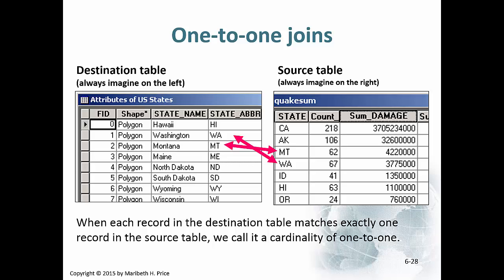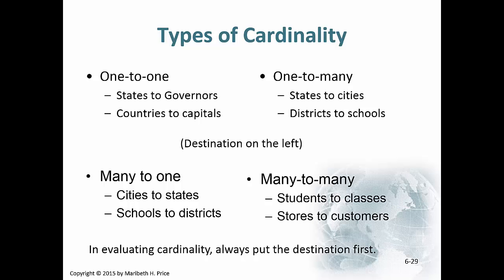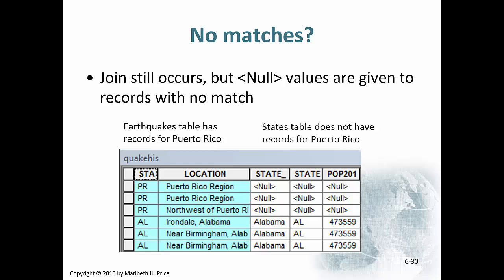Cardinality is important when joining. In this case, the cardinality is 1-to-1, which means there's one record in the destination table that matches one record in the source table. Other types of cardinality you may see on your exam. Null values are given to records that have no match in the source table.